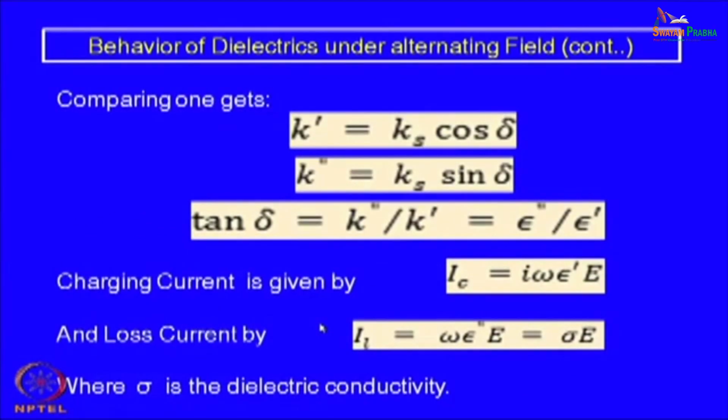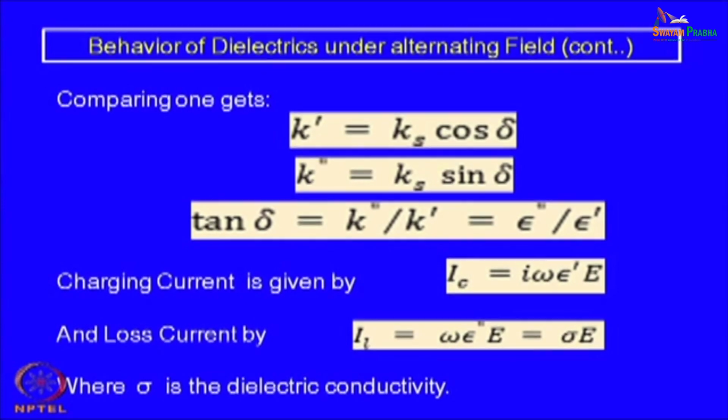Well, to continue the same discussion, κ', the real part of the dielectric constant, can be represented as κs cos δ, and κ'' equals κs sin δ. Accordingly, you can have tan δ equal to κ''/κ', also equal to ε''/ε'.